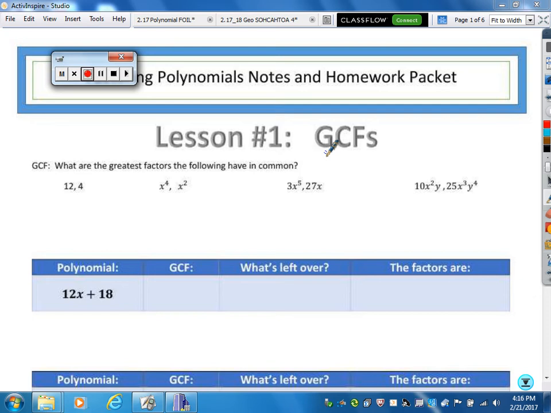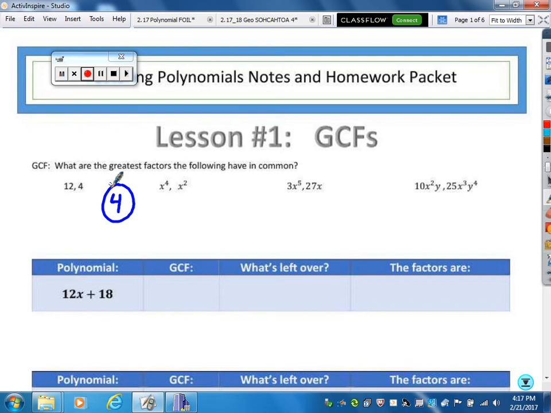What I always suggest you do is always see if the lower number divides into the higher number. In this case, it does. So if the lower one goes into the higher one, then your greatest common factor is the lower one, 4. Because 4 goes into 4 and 4 goes into 12.